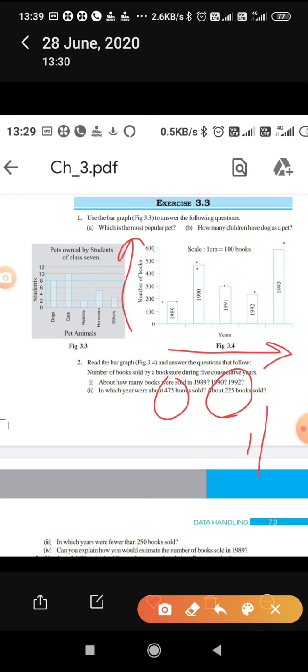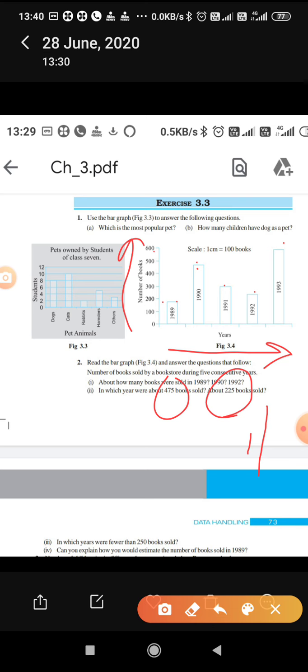Now, in which year were fewer than 250 books sold? In which year did we sell fewer books? From the 250 they have told. In 1989 it is approx 180, and 1992 is approx 225. So we will write in the year 1989 and the year 1992, fewer than 250 books were sold.